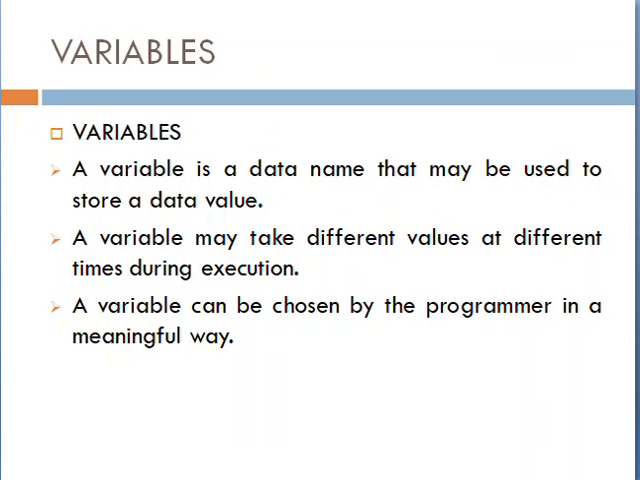Now we are going to read what a variable is. As we know, a constant is a fixed value that we cannot change. Earlier, a variable is a value that can be changed and customized as per our requirement. A variable is a data name that may be used to store a data value. A variable may take different values at different times during execution. Yes, because a variable varies with our requirement, and it changes at the time of execution.